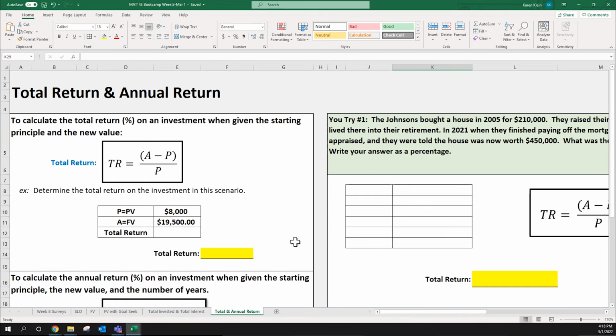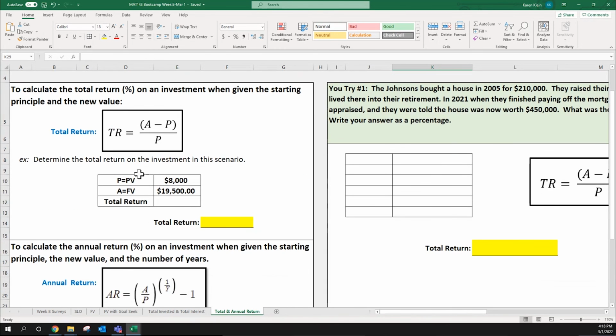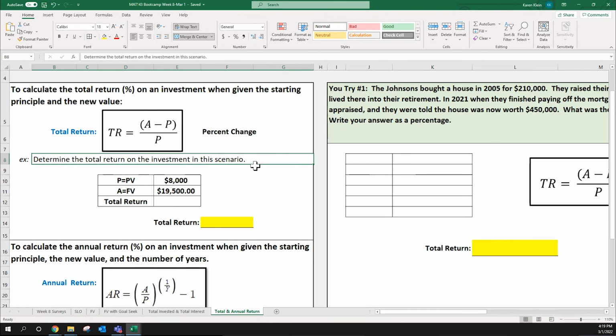So there are two formulas that we are going to be using, and these are formulas that I would also write on my note card. We have the total return. Basically, it calculates the return on the investment from the beginning to the end. So this is kind of like a percent change. Now, in order for you to calculate the total return, you're going to take this value, and then after you calculate it, you're going to then multiply it by 100 and turn it to a percent.